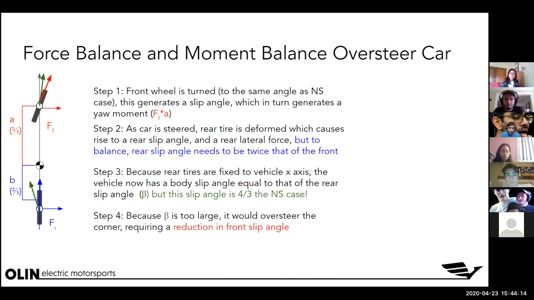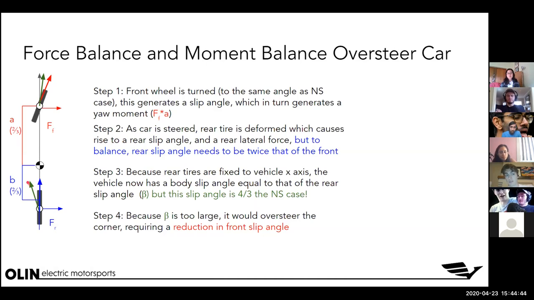So now, again, what's going to happen here is, let's say we're going into this turn. We're in an oversteer car now, but we don't know it. We still think we're in a neutral steer car. So we give some steering input, the same as we did in the neutral steer car. That front rotation is going to give rise to a rear slip angle. But now that we've given the slip angle in the front, our slip angle in the rear is going to be twice what we needed it to be.